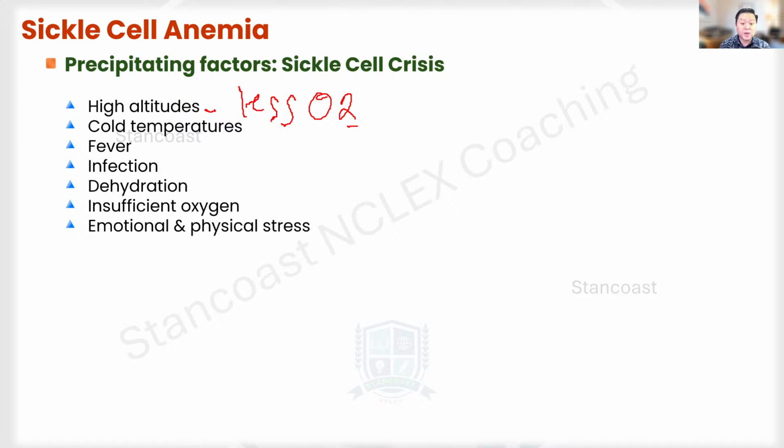Now, the next one is cold temperatures. Well, we know that this can lead to vasoconstriction, right? And this can also reduce the blood flow to certain areas, and this can increase the likelihood of the sickle cell clumping and also the blockage. All right, don't forget about the vasoconstrictive effect of the cold temperature.